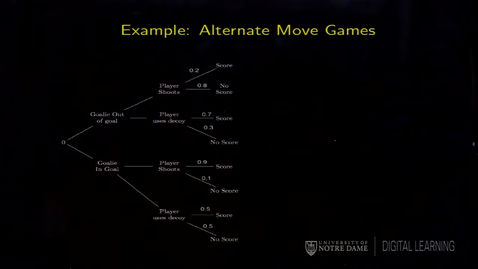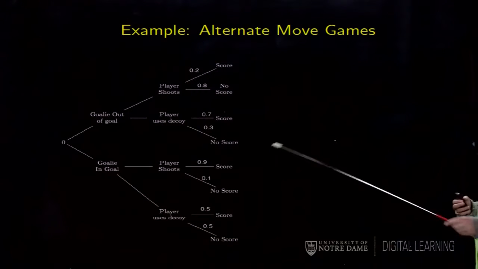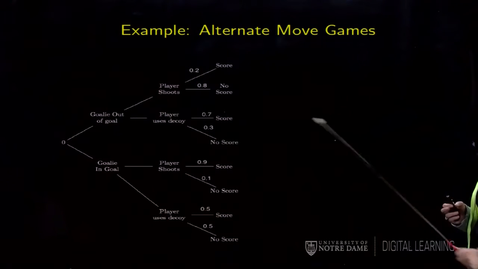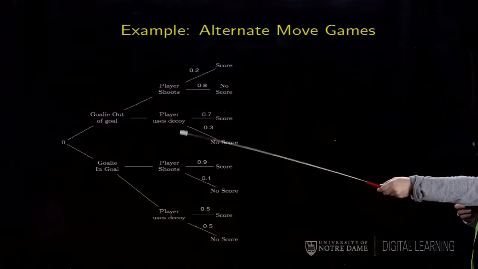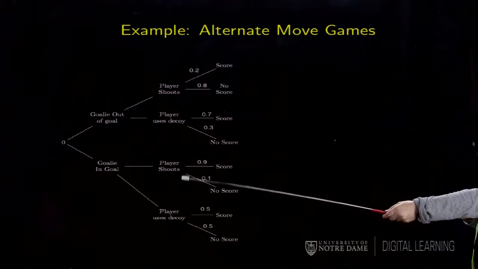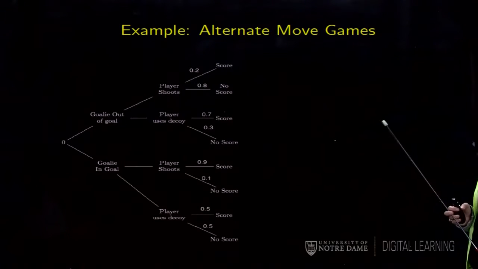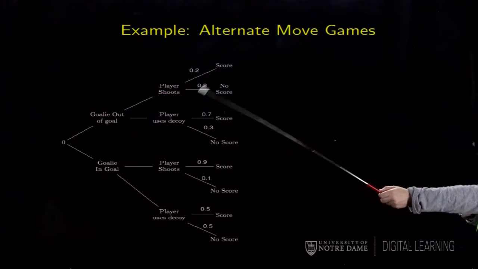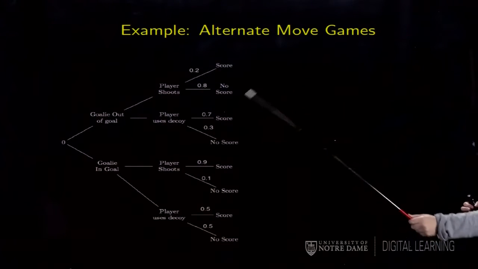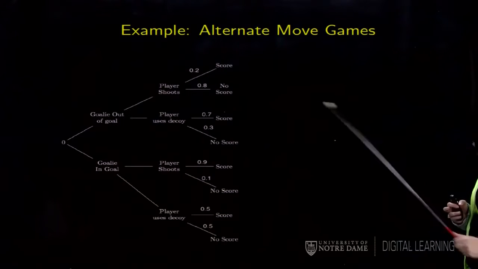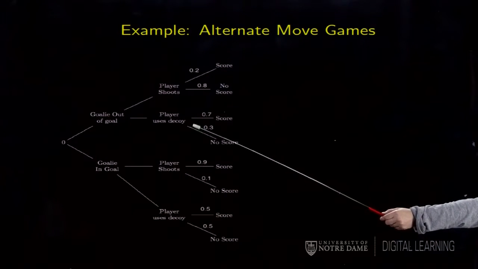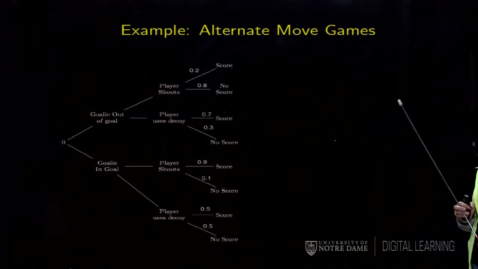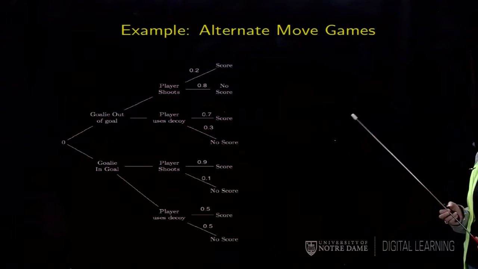So our tree diagram looks like this. Either the goalie is out of the goal or in the goal, and then depending on what the player sees as they approach the goal, they decide to shoot or use a decoy. And of course the player sitting on the bench should try to assess the probability that they're going to score a goal in either of those situations. There are four scenarios here, and for each scenario they should calculate the probability that they score or do not score.